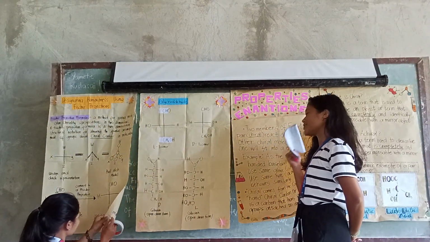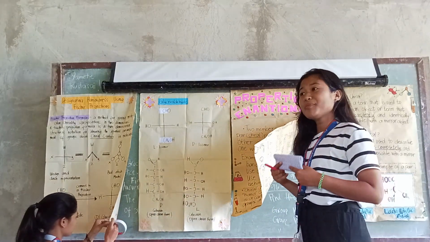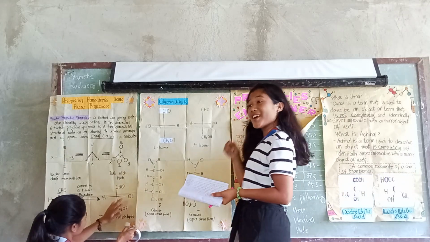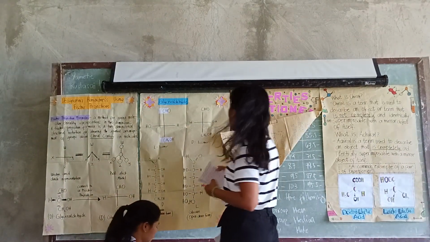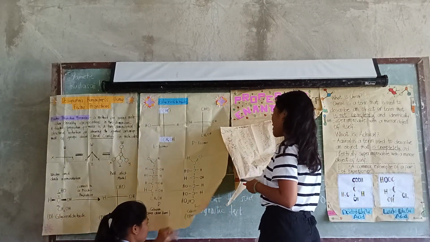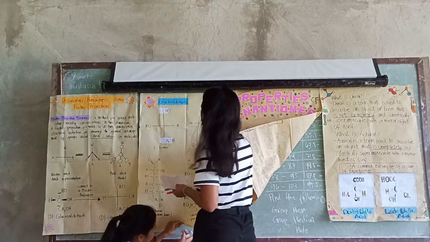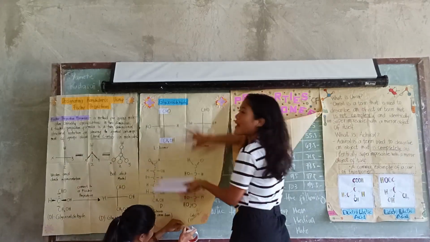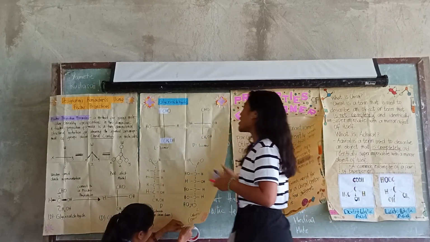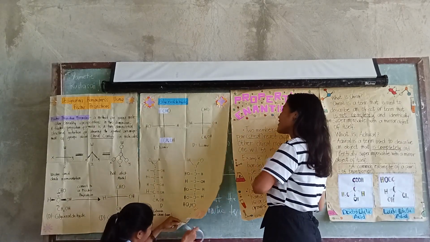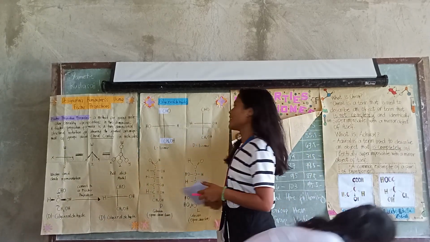dextrorotatory? Kay if atong gamiton sa polarized light, polarized plane. So, ang dextrorotatory, pananglitan ang clock, ang orasan, ang iyang spin is pa-right. So, gitawag siya og dextrorotatory. Pero ang iyang spin is anti-clockwise, so levorotatory siya or left-handed molecule.